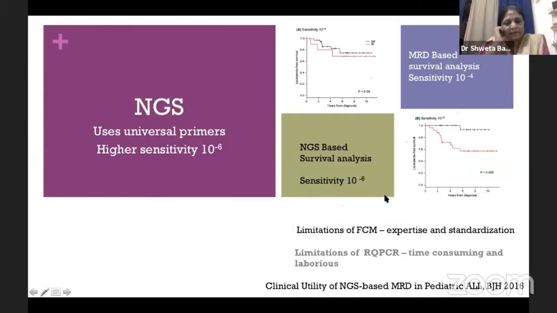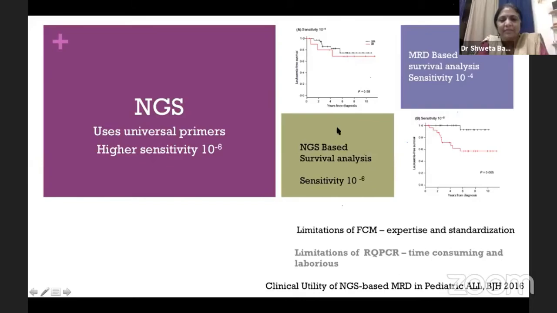So now coming to the NGS, how NGS is helping. As I said before, NGS is helping us in identifying the various genetic subtypes of the ALL patients, and it is also helping us in doing the MRD analysis. If you see the above graph, which is the MRD done by flow cytometry, it has a sensitivity of 10 raised to power minus 4, and it is not showing much difference between the two groups, that is standard risk and intermediate risk groups.